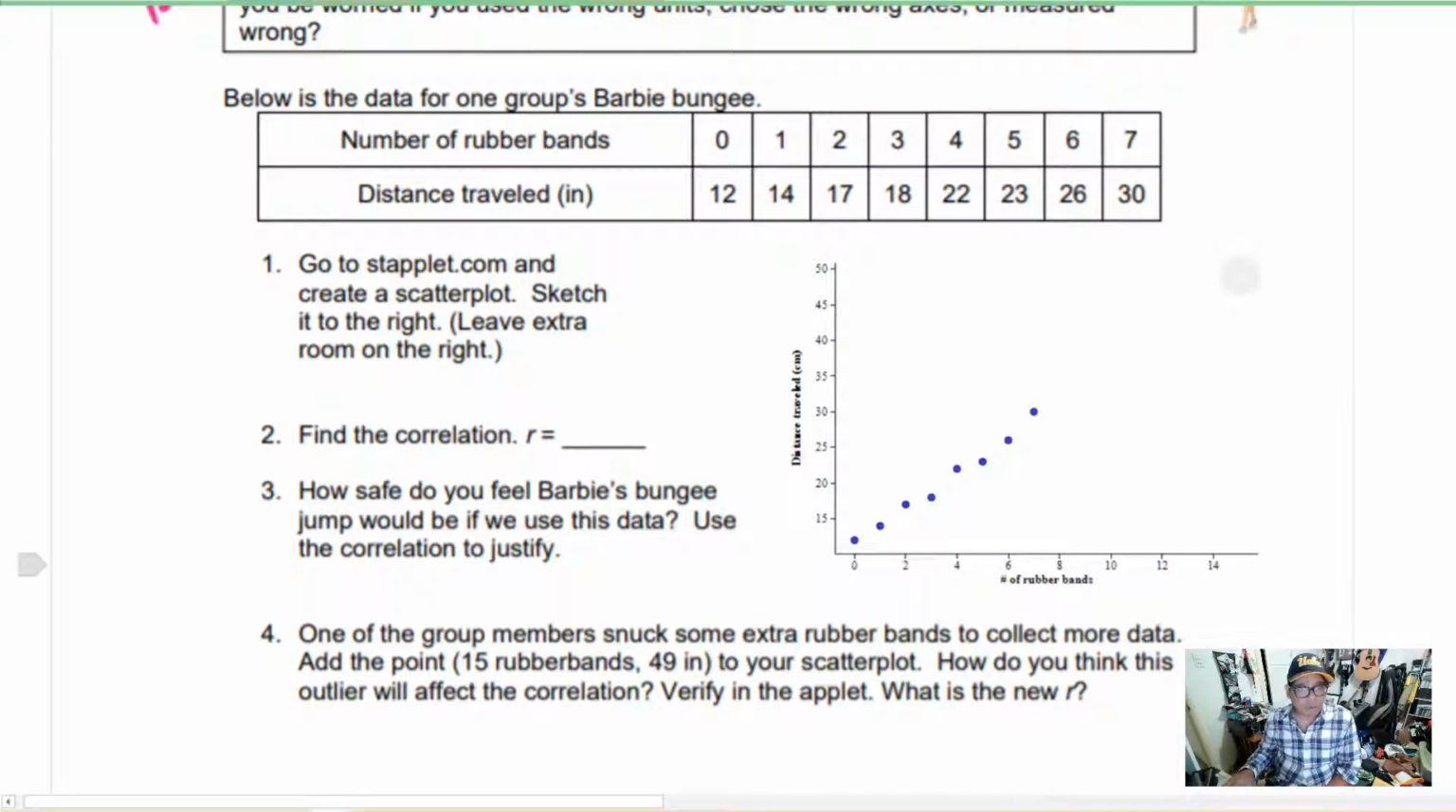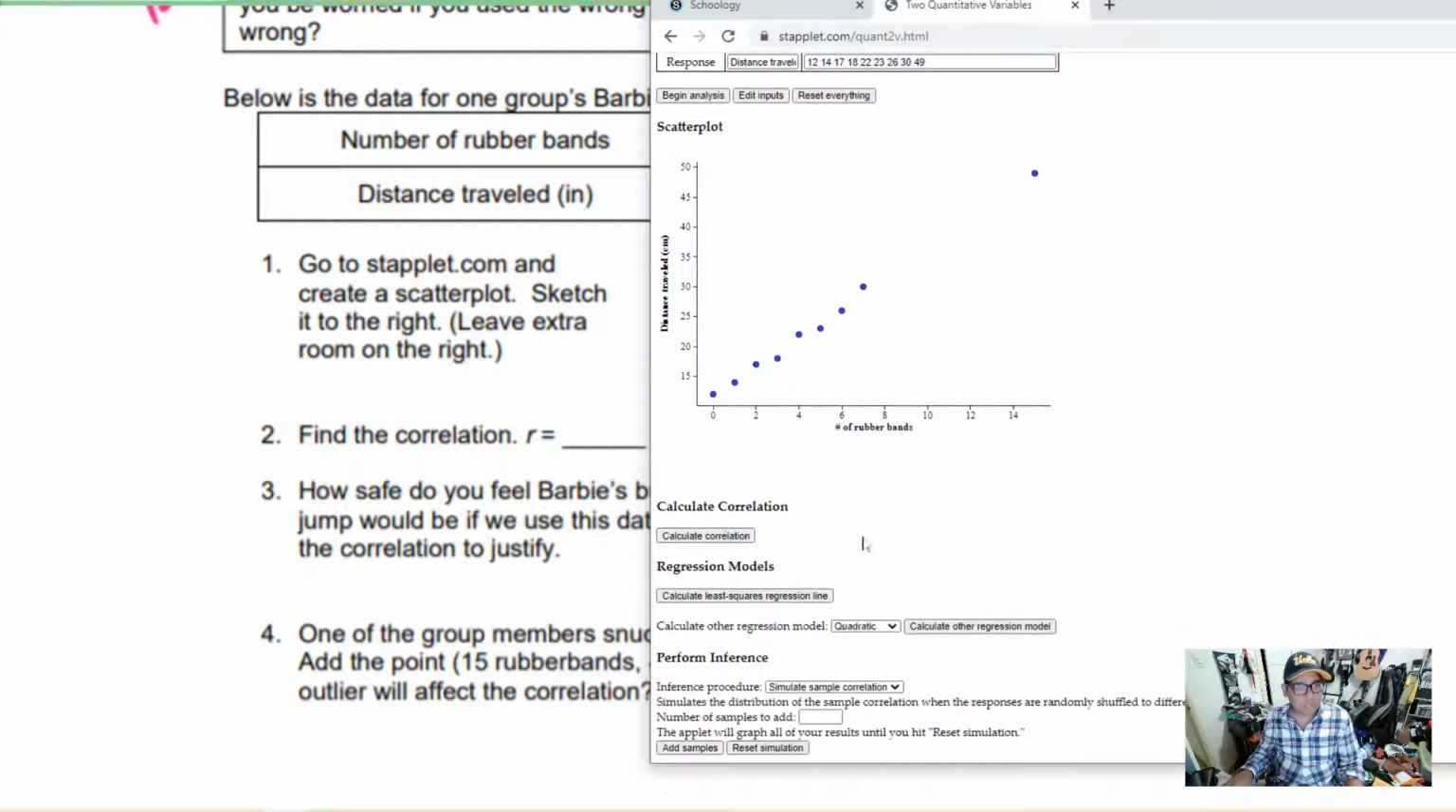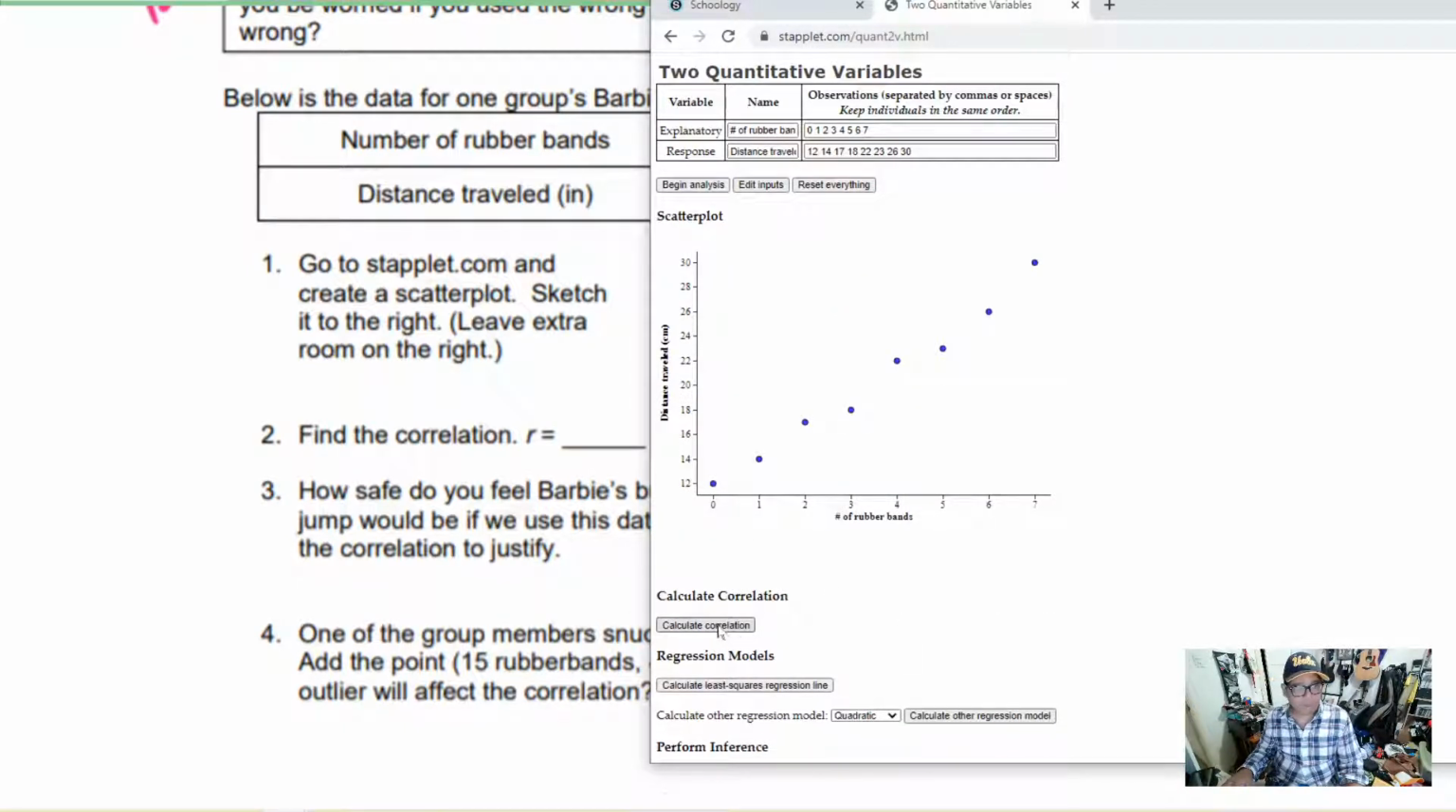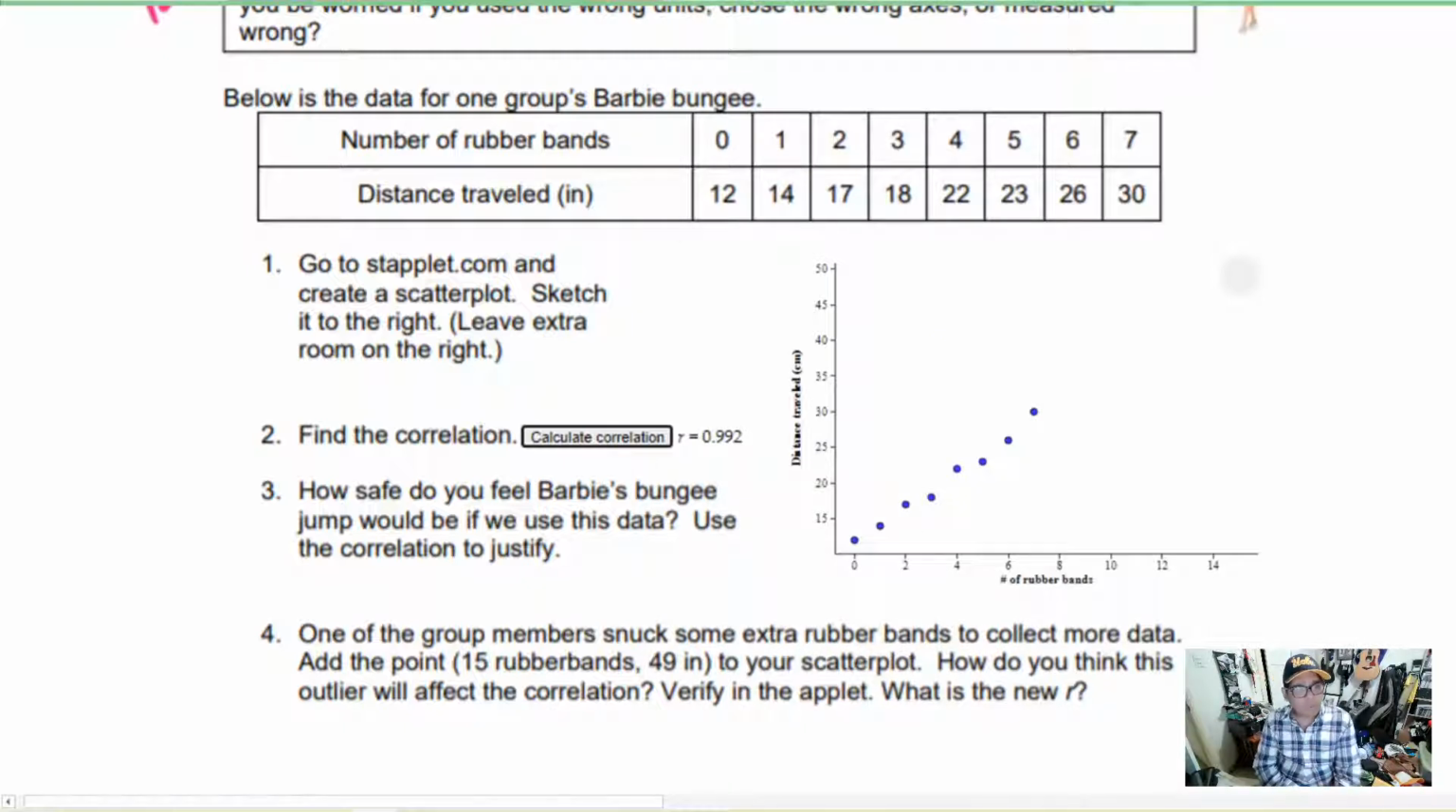We've left some room over here on the right side. You notice that our x-axis goes all the way to 14, 15, 16, somewhere around there. And let's find the correlation. Looking at Statlet, we'll notice that there is this button that says Calculate Correlation. If I push that button, I get R equals 0.992.